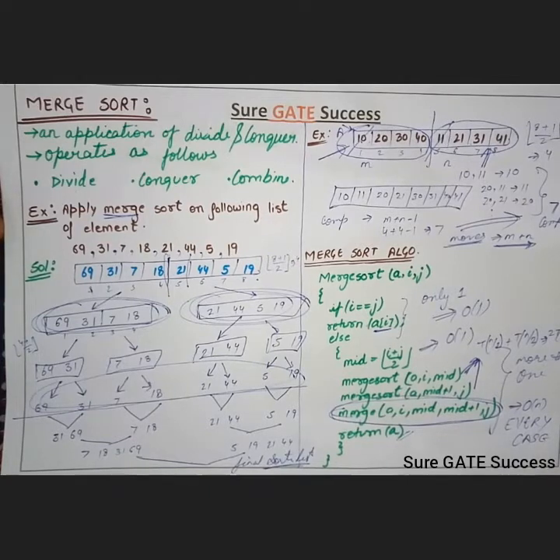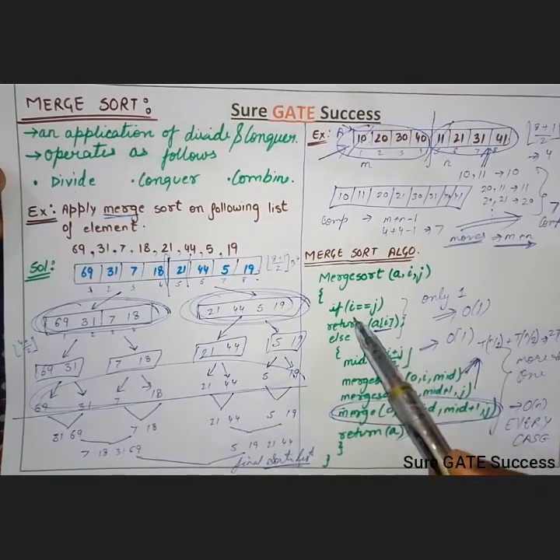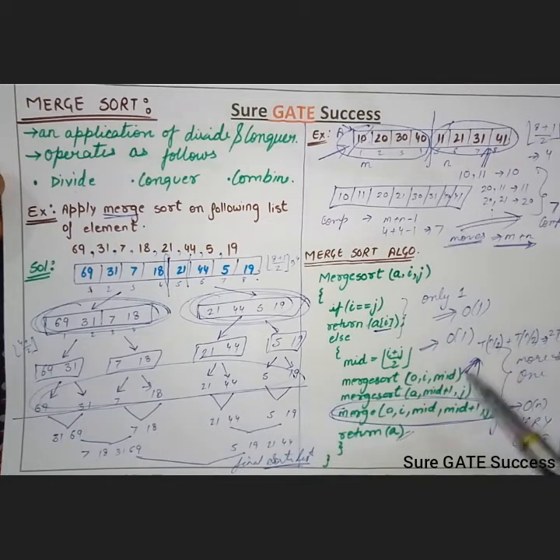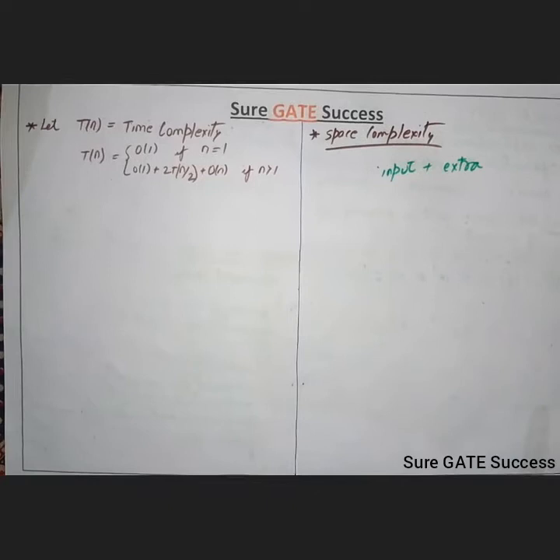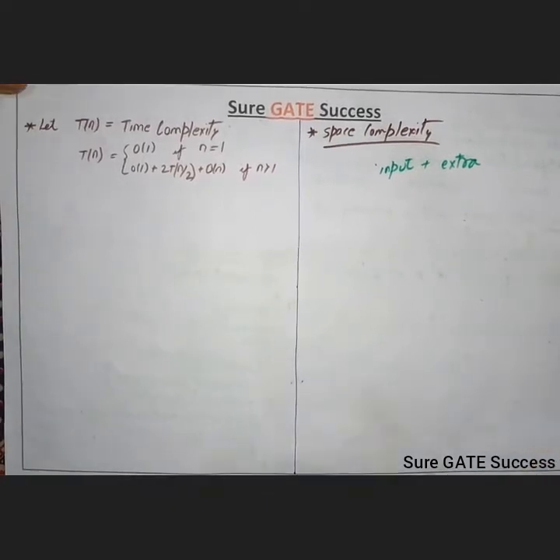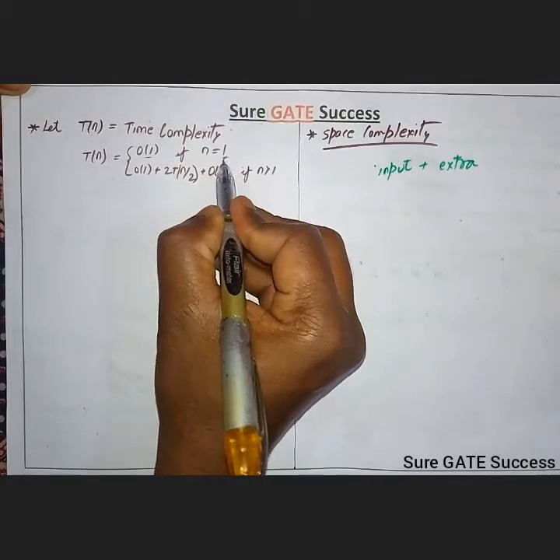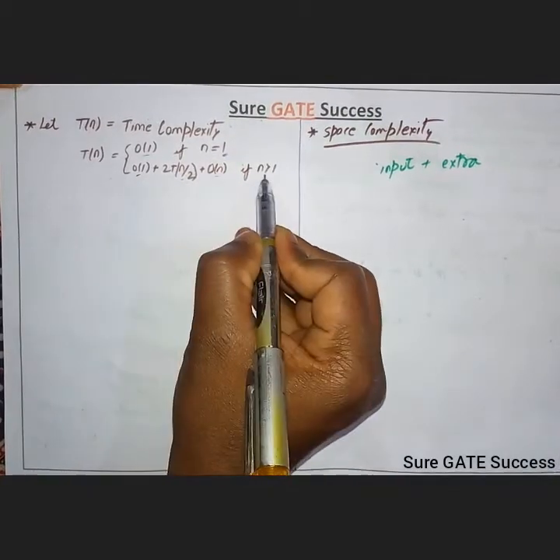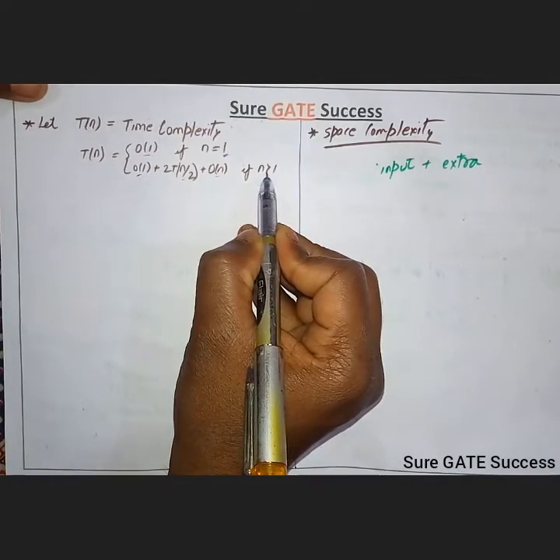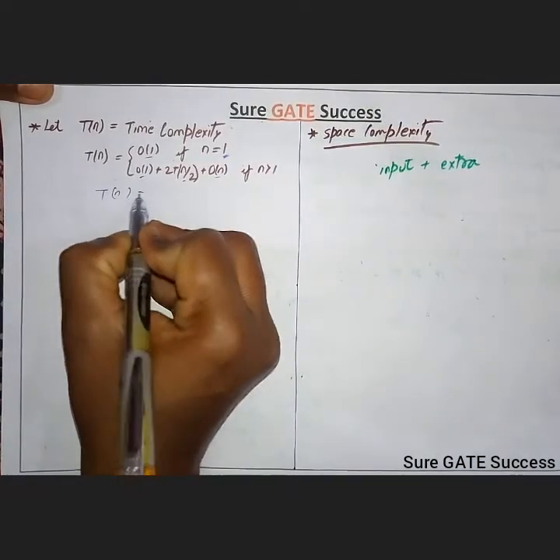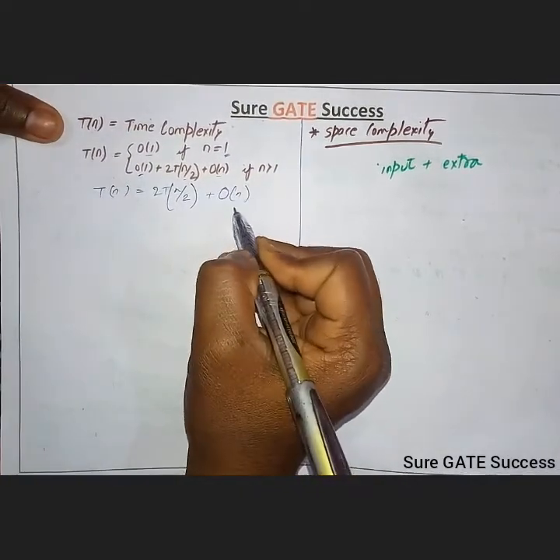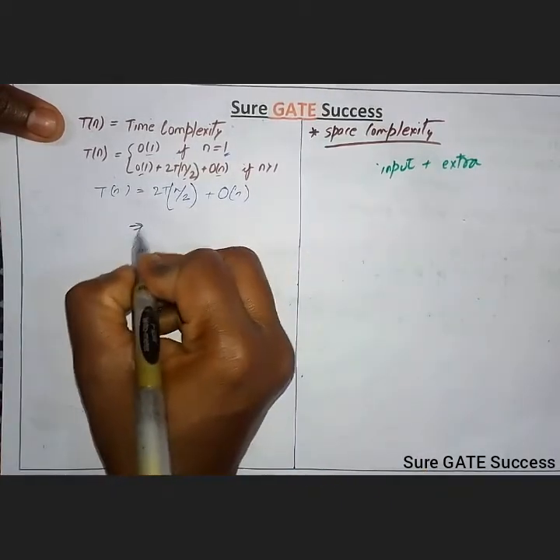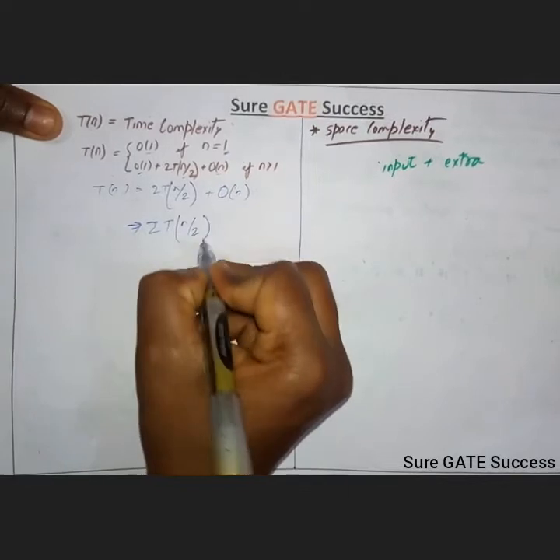So let's write the time complexity. For small it will be constant, for big it will be what? Order of 1 plus 2T(n/2) plus order of n. So let's see here now. Order of 1 if there is only 1 element, and order of 1 plus 2T(n/2) plus order of n if there are more than one element. So let's solve it. It will be 2T(n/2) plus big O of n. We can write it as 2T(n/2) plus n.